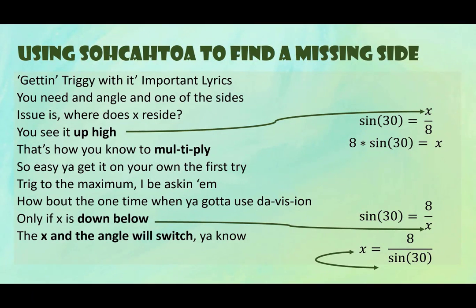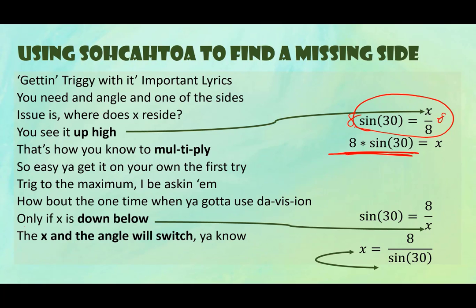Okay, so we have some lyrics from the actual song here. The important part of the whole thing was, if you see an x up high, so let's say that you have sine of 30 is equal to x over 8. What are you going to do when you see the x up high? That's when you know how to multiply. So what you're actually going to do is multiply both sides by 8, or you can just multiply by the denominator here, and you can put this all into the calculator to solve for x.